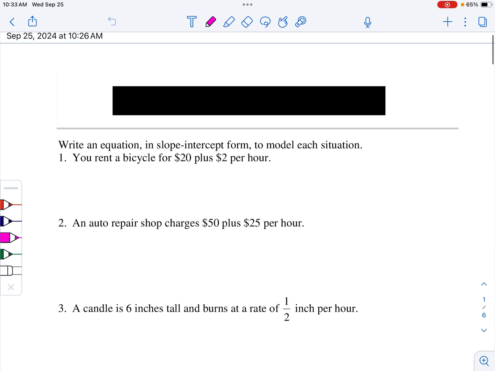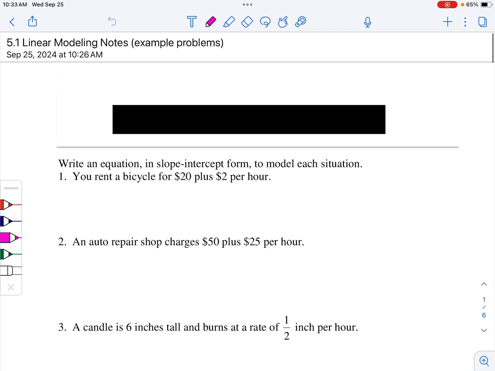Okay, so today we're going to look at linear modeling, which is just a fancy way of saying writing equations based on particular situations. And the focus of our equations today are linear equations, which means straight lines. So if you are taking this course, you have passed Algebra 2, which means you are familiar with this equation, y equals mx plus b.